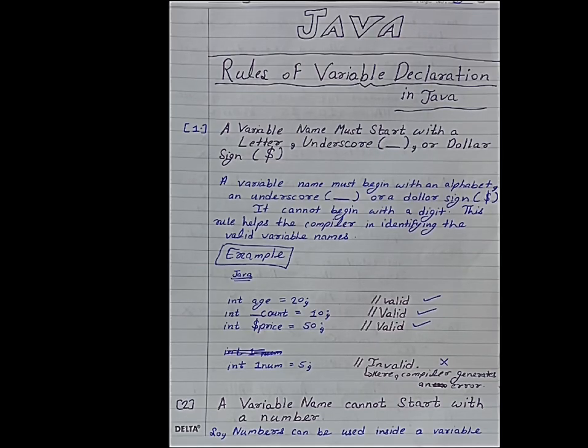The next rule is a variable name cannot start with a number. Numbers can be used inside a variable, but they cannot appear as the first character, as digits are allowed only after the first character. Let's see this rule's example.